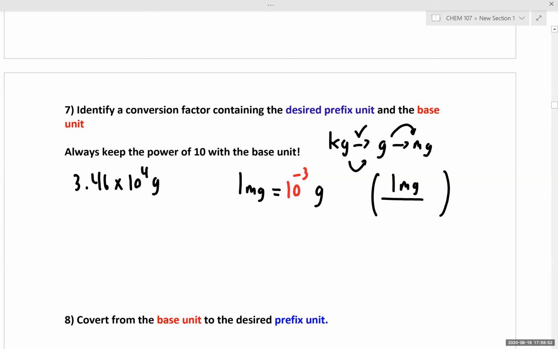And what unit are we trying to cancel? What unit goes on the bottom? Grams. But that grams has a power of 10 associated with it. We have 10 to the negative third gram per milligram. Perfect. So now that we have our conversion factor, we have what we want on top and what we're going from on the bottom. Now all we have to do is multiply by our conversion factor.